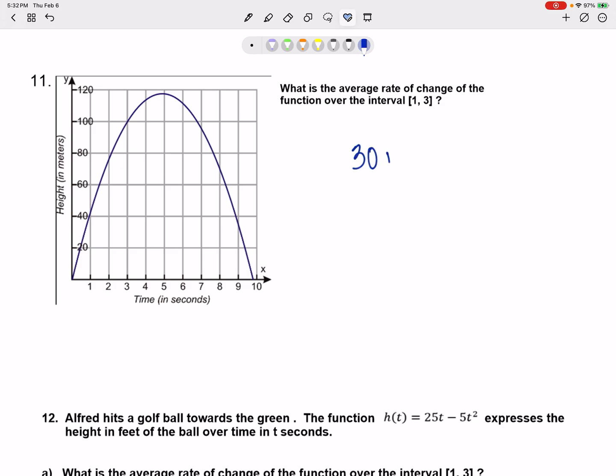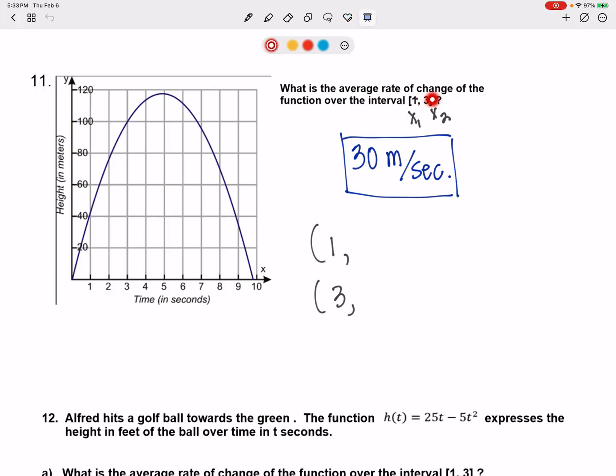If you're still with me, that means you just need to know, did you get it right? And if you got 30 meters per second, you got this answer right. Now I'm going to show you the work that goes along with it. So you should have had, this is your x1 and this is an x2 in your interval 1 to 3. So I create 2 x values. Now I need to find the corresponding y values. The corresponding y values, when you put a 1 in, I got a 40 out. And when I put a 3 in, I got a 100 out.